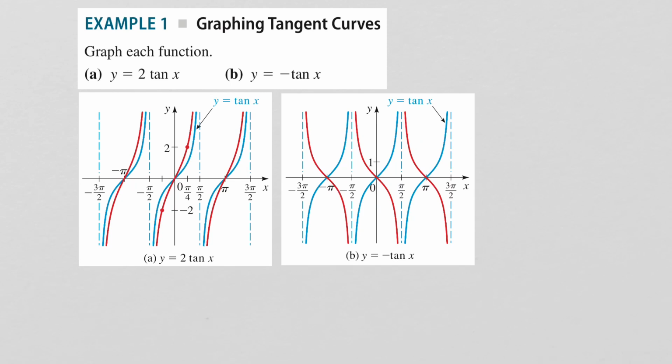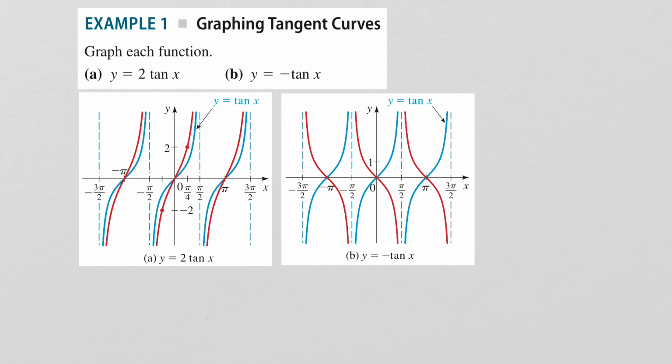So if we want to graph 2 tangent of x or negative tangent of x, this is all similar stuff here. So we take the tangent function, which is this blue graph here. 2 times tangent of x is just going to make the graph taller. So it does not affect its asymptotes.